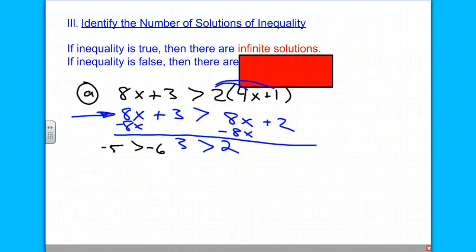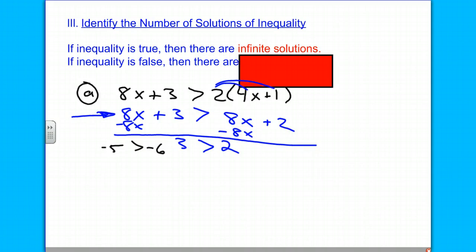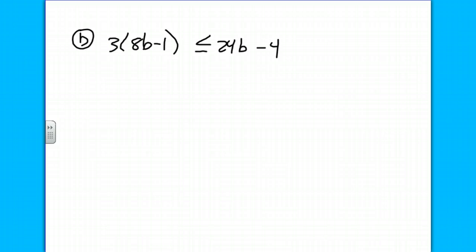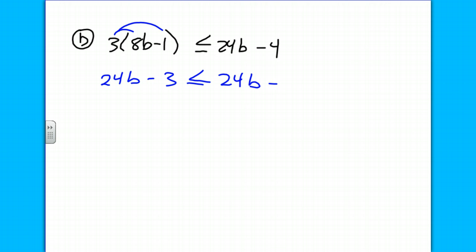So we must have a more interesting one, which would be the false inequality, right? Let's see what this says. And so, Anthony, simplify this for us. So distribute the 3. So you get 24b minus 3, is less than or equal to 24b minus 4. Okay?